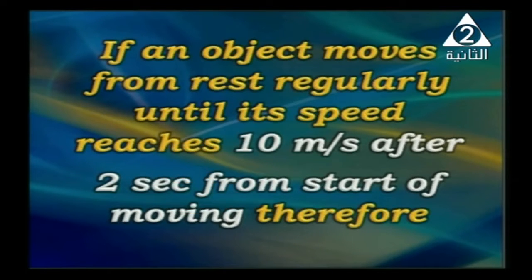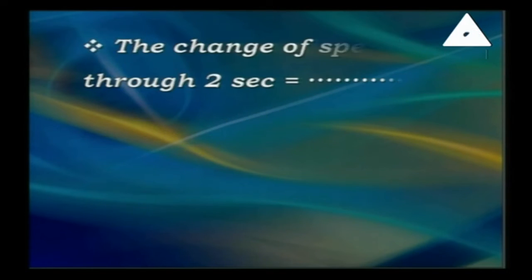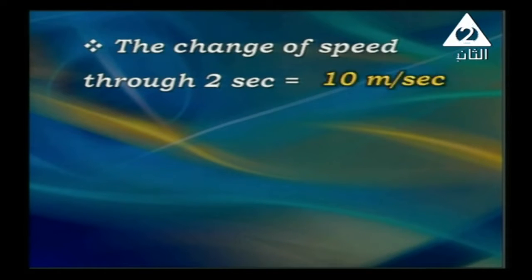Another one. If an object moves from rest, concentrate very well, from rest it means from 0, so the initial speed is 0, regularly until its speed reaches 10 meters per second after 10 seconds from the start of moving. We have many questions about this problem. The change of speed through 2 seconds equals what? Equals 10 meters per second, so 20 divided by 2 equals 10.